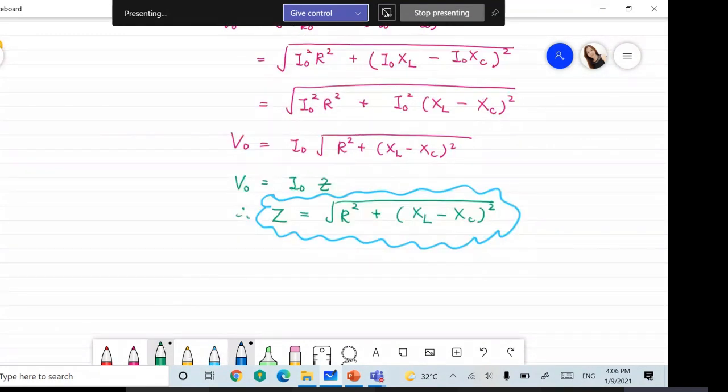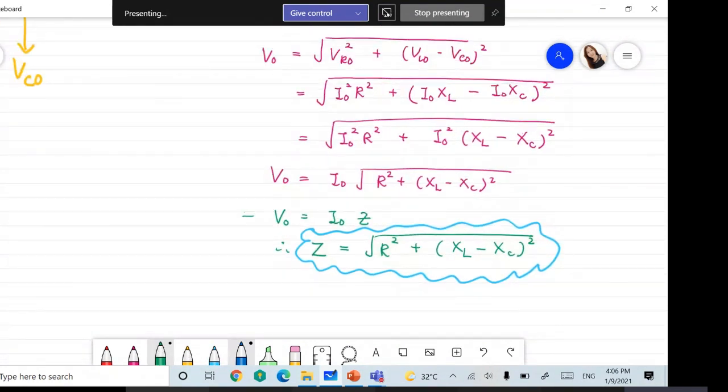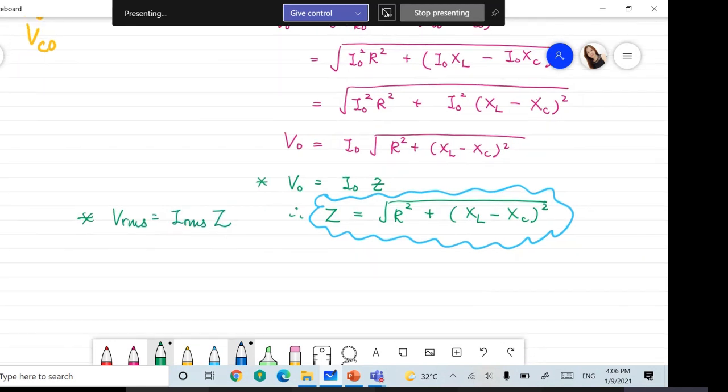Of course, in this RLC series circuit, the expression V0 equal to I0 multiplied by Z is valid. The expression Vrms equal to Irms multiplied by Z is also valid, because Vrms is V0 divided by root 2 and Irms is I0 divided by root 2, multiplied by Z. The root 2 cancels off, so you get back this expression.